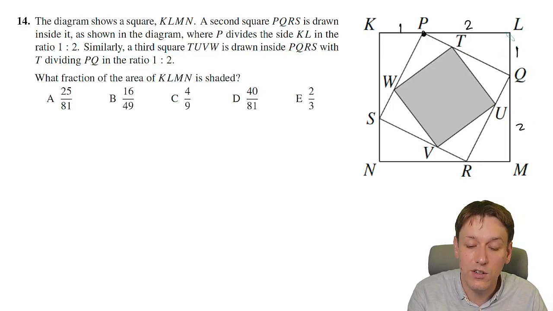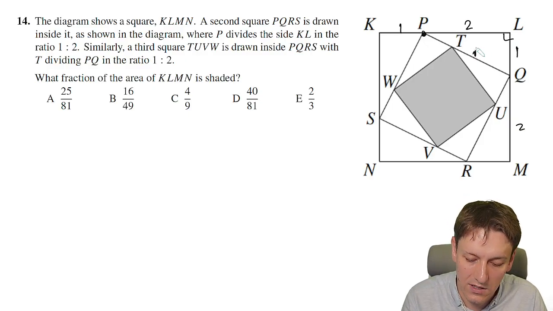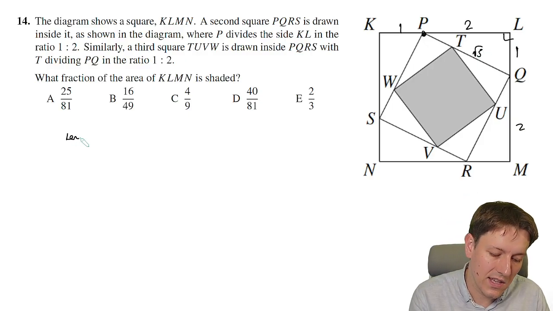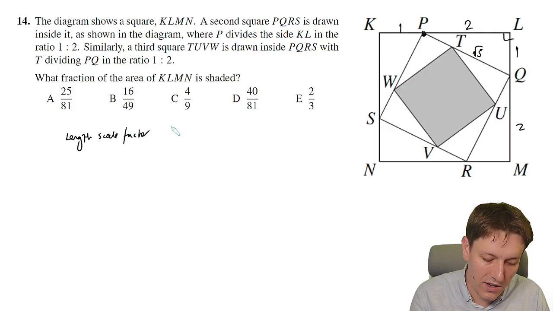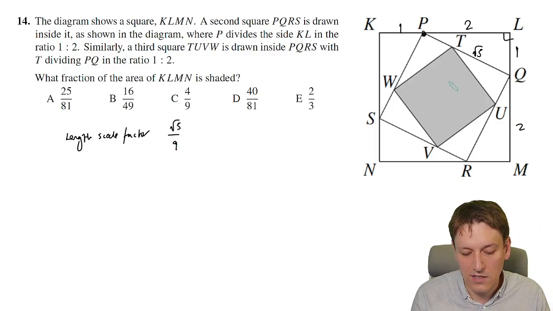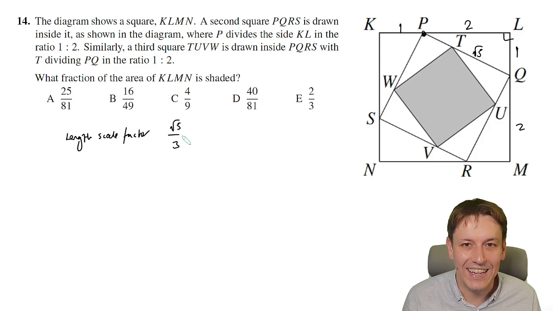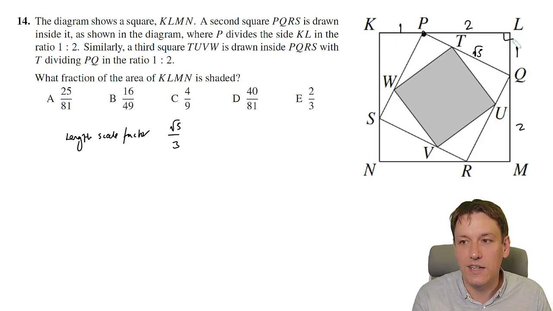So if this is 1 and 2, this length would also be 1 and 2. And so looking at this triangle, we can apply Pythagoras theorem and say square root of 1 squared plus 2 squared is the square root of 5. And then that gives us a length scale factor that takes us from the large square to the middle square of root 5 over 9, right? So root 5 over 9, root 5 over 3. Getting ahead of myself there. Root 5 is the length of the middle square, 3 is the length of the large square.